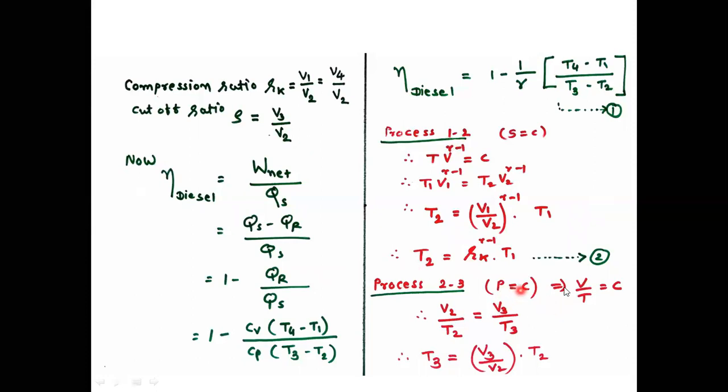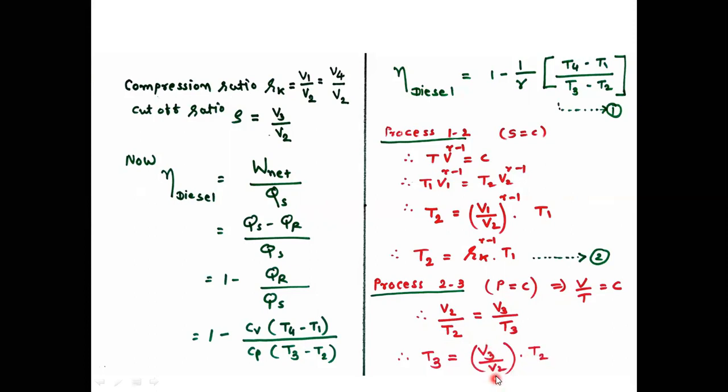So P constant, that means V by T is equal to constant. And here the process is 2 to 3. That is why I can write V2 divided by T2 is equal to V3 divided by T3. Take T3 on the left hand side and V2 divided by T2 on the right hand side. So I can write T3 is equal to V3 divided by V2 into T2.